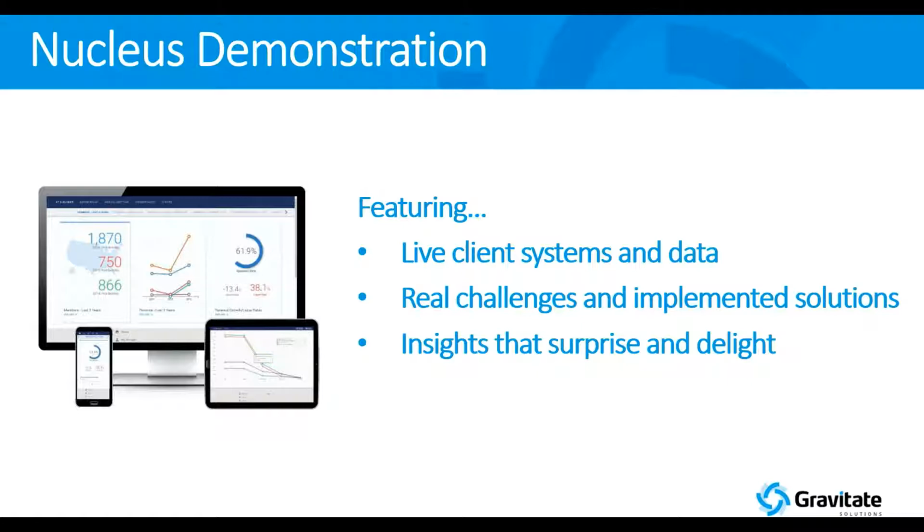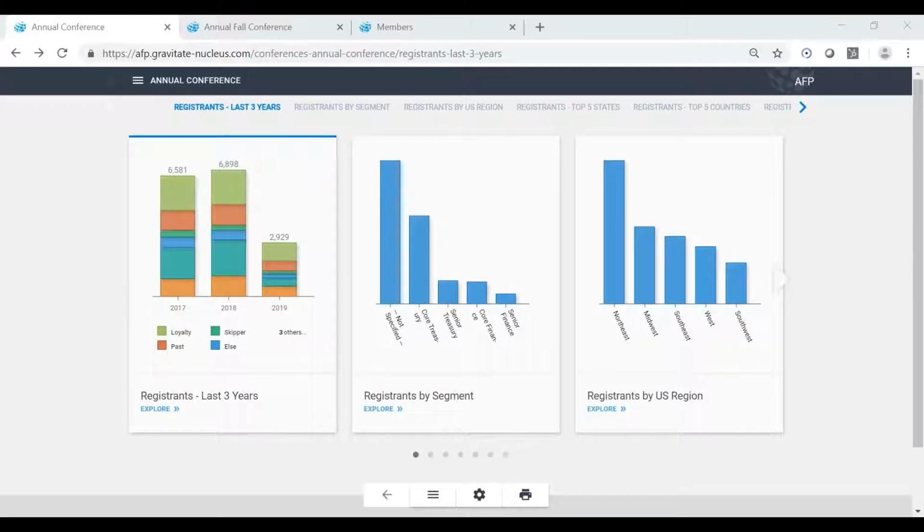Great, thanks, Rob. So just one second, everybody, while I pull up the Nucleus sites here. So you should be able to see on your screen now what the inside of a Nucleus site looks like. And so we're going to start off with AFP. That's the Association for Financial Professionals that Rob was mentioning a little bit earlier.